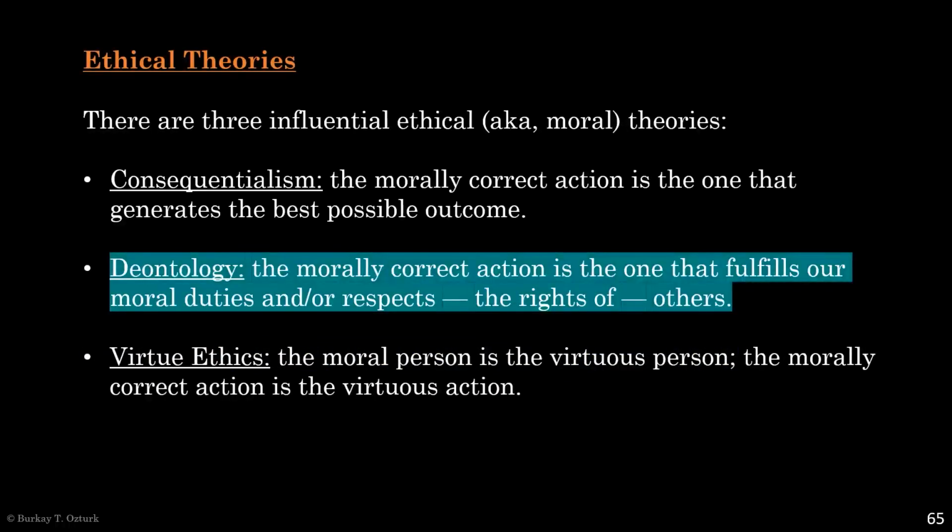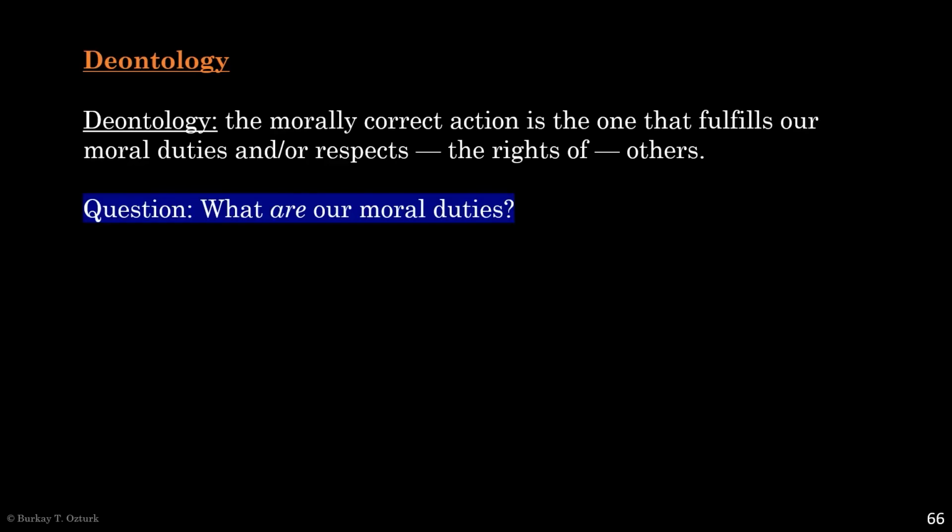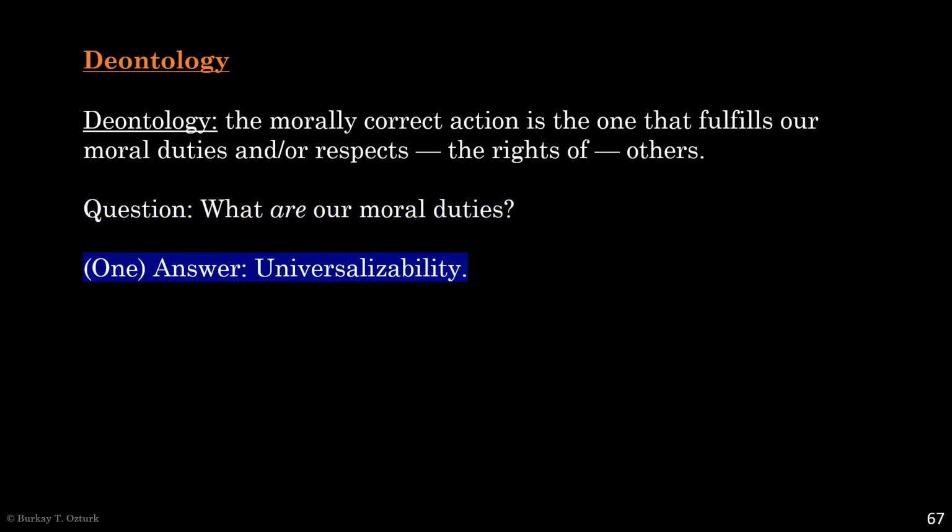Next, there is deontology, according to which the morally correct action is the one that fulfills our moral duties and or respects others and their rights. I know this one is vague. To figure out what it means, we need to first figure out what our duties are. Famously, one answer to this question is universalizability, which is something we covered in the previous lecture. According to this answer, an action fulfills our moral duties if its maxim can be willed as a universal law.